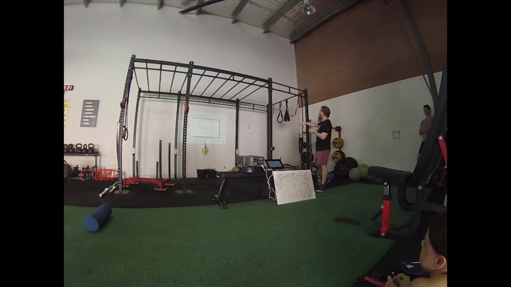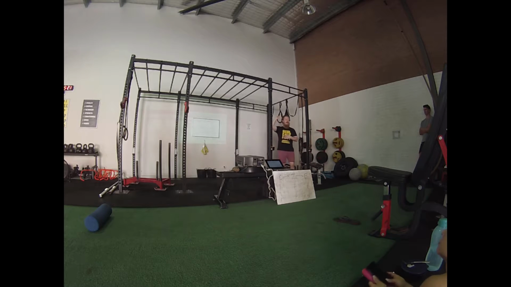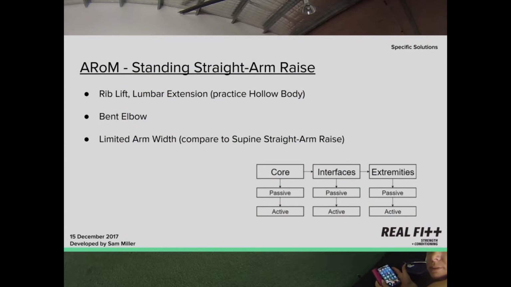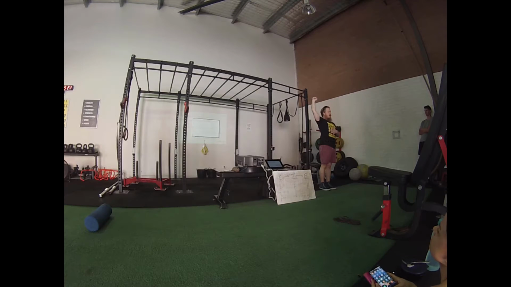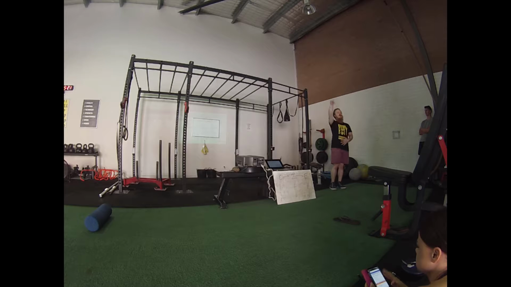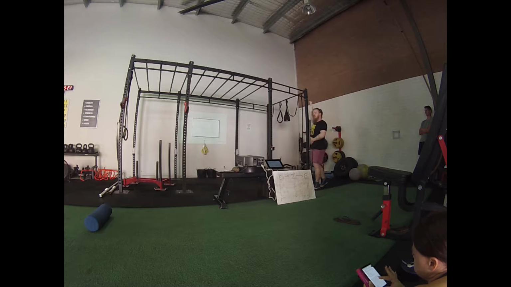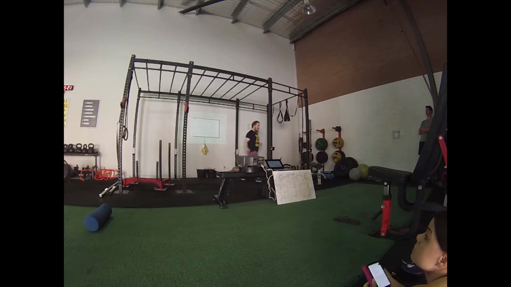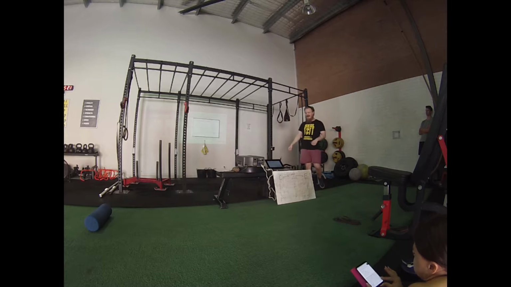Right, so standing straight arm raise, the rib lift, hollow body. Teaching to follow that position back down. Bent elbow. That's not huge. They're coming up, they're good, and then they start wanting to bend the elbow as they get back to end range. Compare it to your passive assessment, supine straight arm raise. You go, well, I know they can get here without bending the elbow, so now your work needs to be, why can't they get there on their own? What's holding them back? So you start going through that compartmentalisation process. Limited arm width. Again, go back to the passive assessment and find out what their limitation actually is.